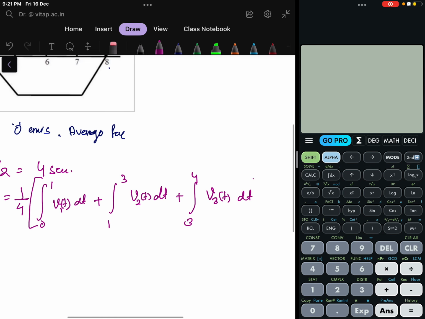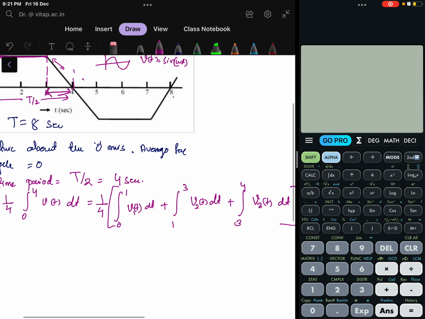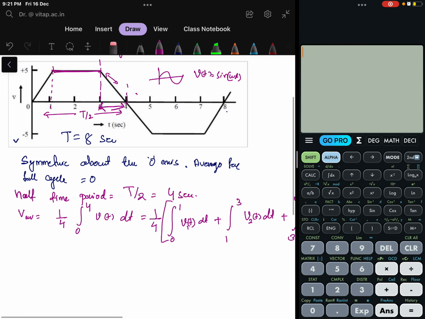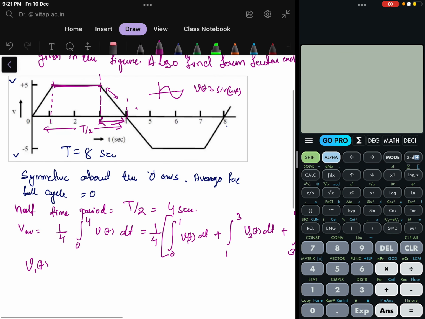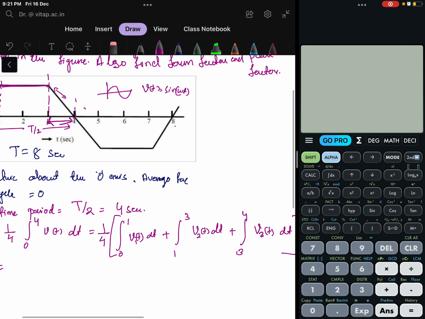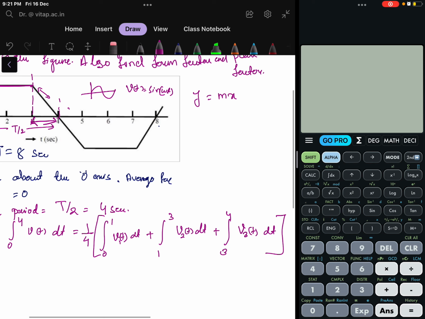Now we have to find the values of V1(t), V2(t) and V3(t). So how to find that? Take V1(t). You can see this is a straight line. For a straight line, the equation is y equals mx plus c. Now I need to find the value of m. From coordinate geometry, m is y2 minus y1 divided by x2 minus x1, plus c. So y equals this much x plus c.